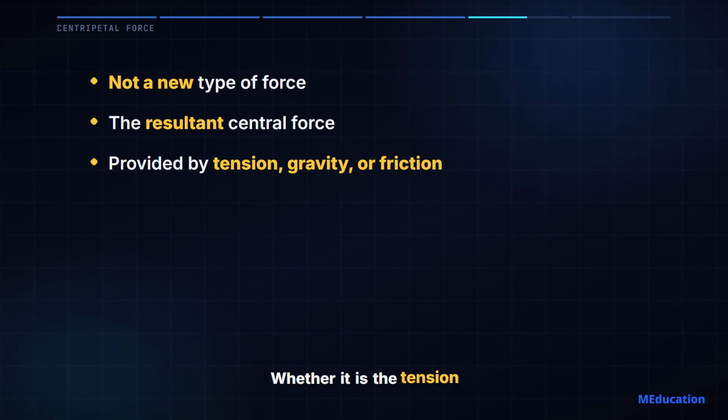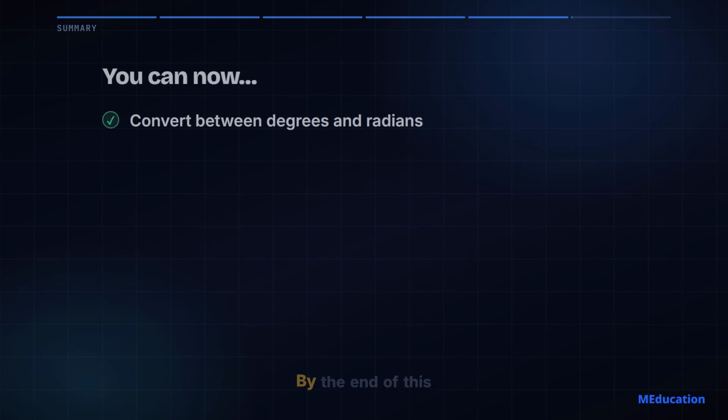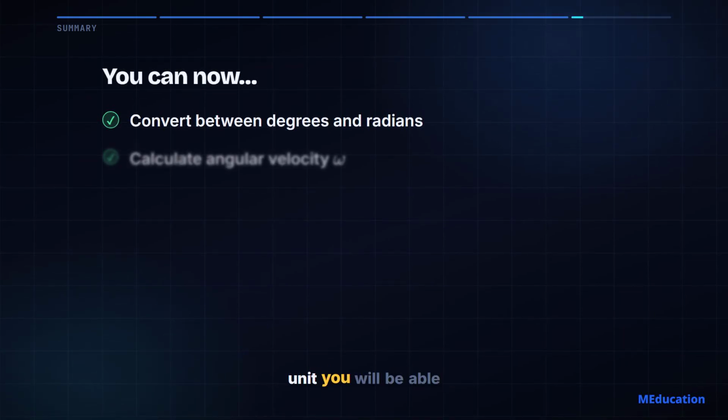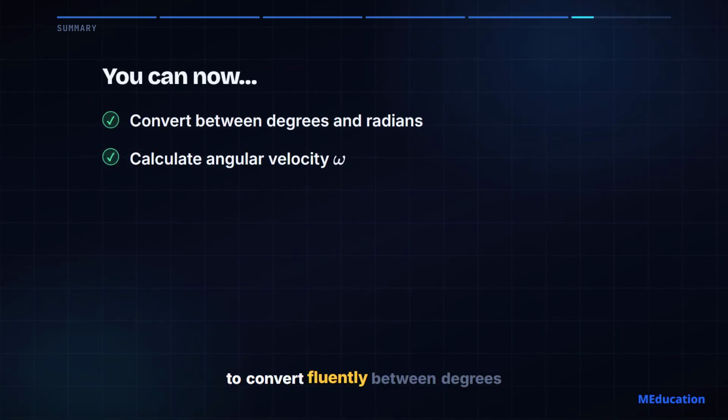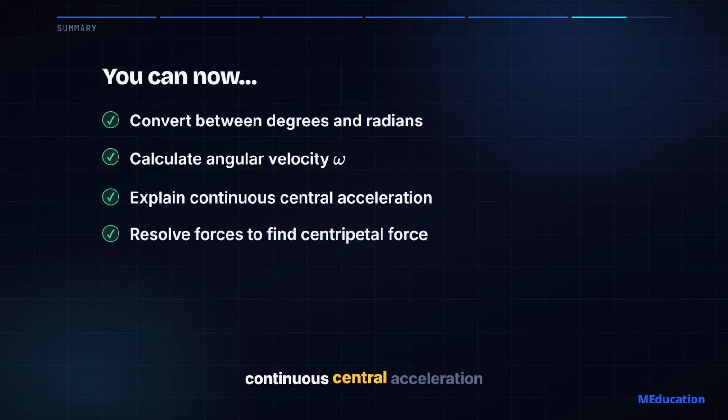Whether it is the tension in a swinging pendulum, the friction on a car's tires, or the normal contact force on a banked track, you will draw force diagrams, resolve the vectors, and equate the central component to mass times acceleration. By the end of this unit, you will be able to convert fluently between degrees and radians, calculate angular velocity, prove why circular motion requires continuous central acceleration, and resolve physical forces to find the centripetal resultant force.